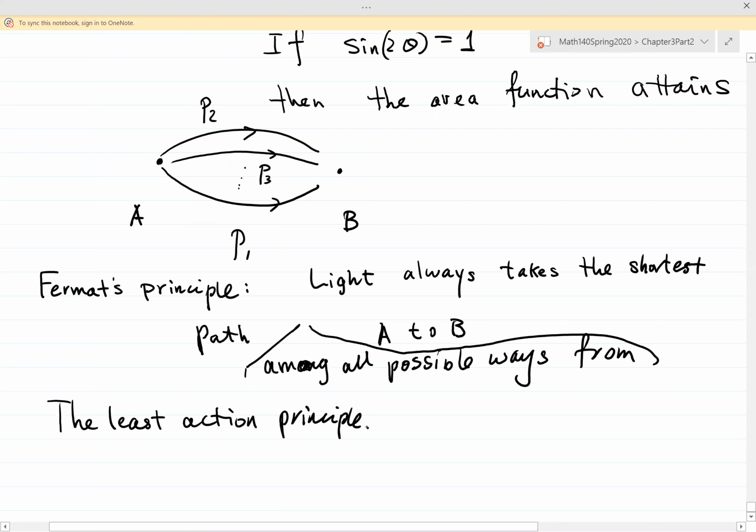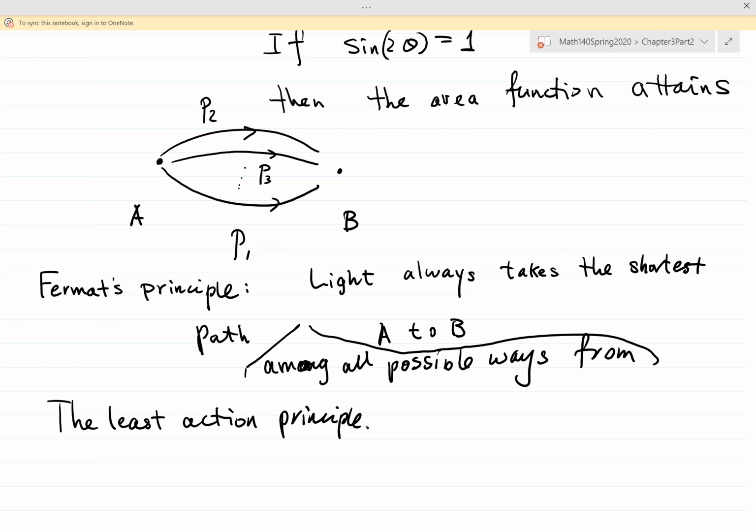Now, for physicists, they want to find a function called the action of nature. Then they try to find the minimum of the function, the condition in which the function attains its minimum. In that situation, we derive all possible laws of nature, for instance, Newton's law. We can derive Newton's law from the least action principle.